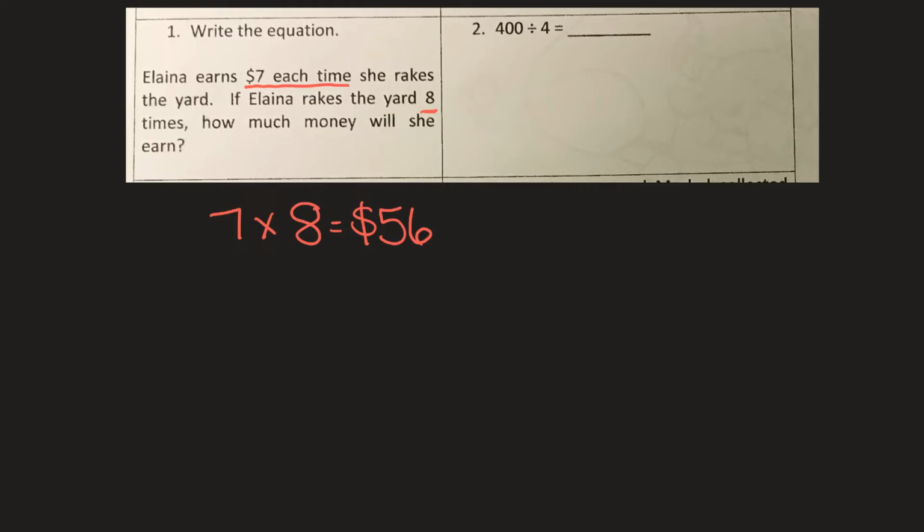Okay, number 2, 400 divided by 4. Well, I know 4 divided by 4 is 1, and then I have the zeros. And I can check that because I know 100 times 4 would be 400.